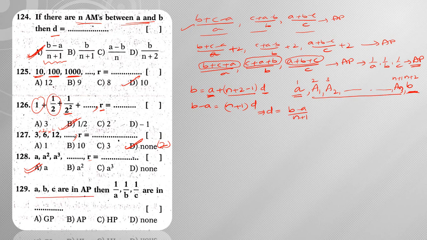If a, b, c are in AP, then 1/a, 1/b, 1/c will be in HP. So if a, b, c are in AP, then their reciprocals will be in HP, right? So these are all the different types of questions which we have in the chapter of progressions, right?